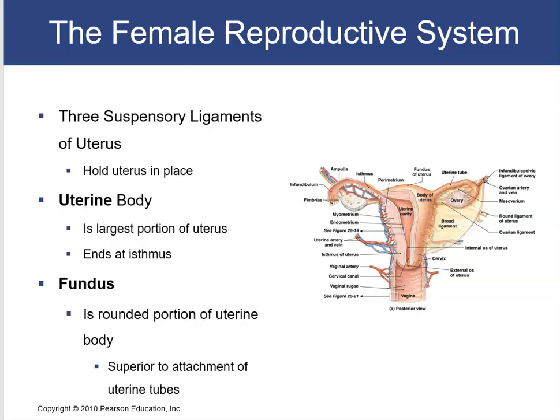Parts of the uterus: there are 3 main suspensory ligaments that hold the uterus in place. We only see 2, the broad ligament and the round ligament, here in this picture. The uterine body is the largest portion, and it ends at the isthmus where the uterine tubes enter. And then this upper rounded portion of the uterus is known as the fundus. This is superior to the attachment of the uterine tubes.